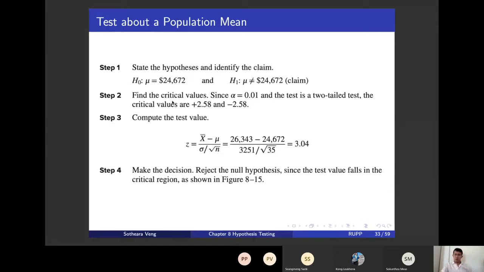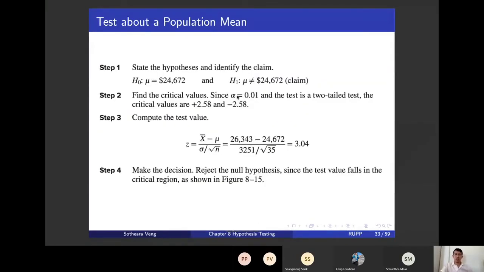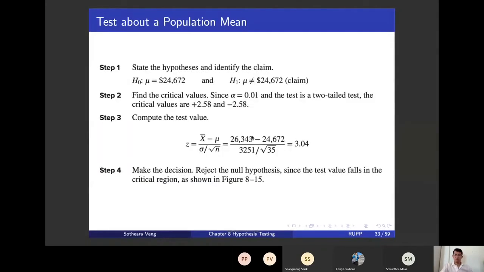Okay, so we want a 0.01 significance level. With this significance level, we have to find the critical value, and we end up with these two values. Why? Because it is a two-tailed test. Later on, we have to compute the test value. The sample mean is given: based on these 35 victims, we found that on average they spend this amount. That's why this is the sample mean.